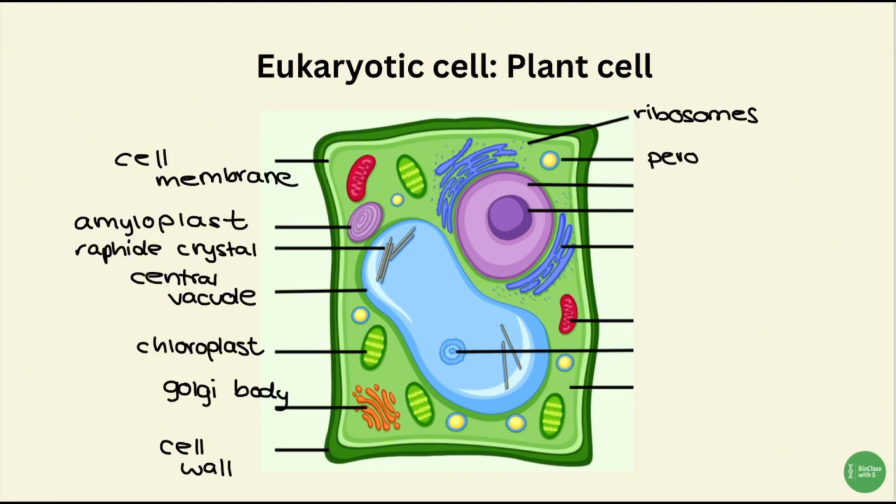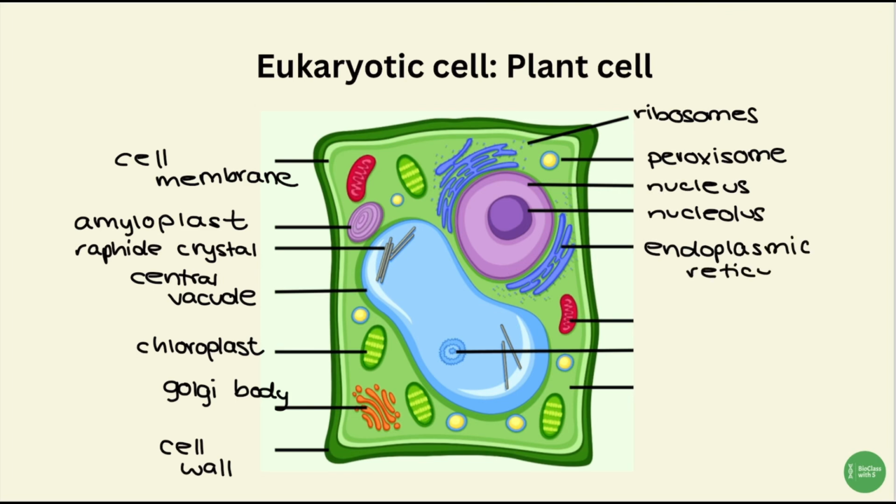Under that is the peroxisome. This large organelle here is called the nucleus. This is the location of the cell's DNA. Inside the nucleus is the nucleolus, which synthesizes ribosomes. Right here is the endoplasmic reticulum. This mainly surrounds the nucleus.